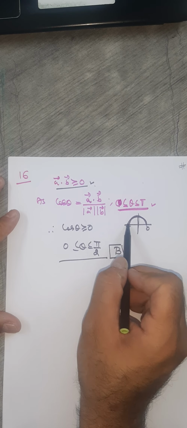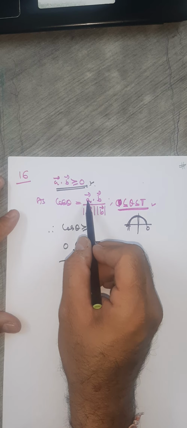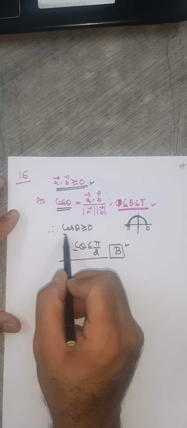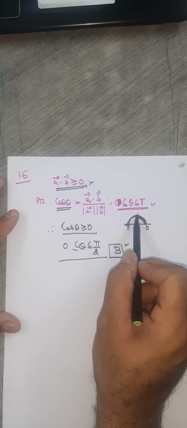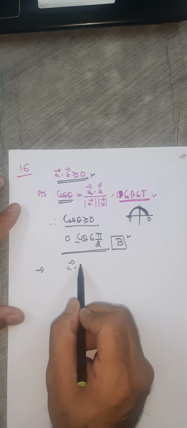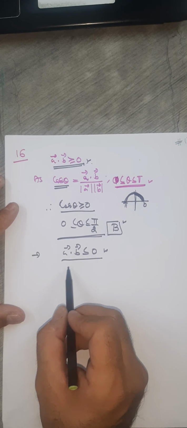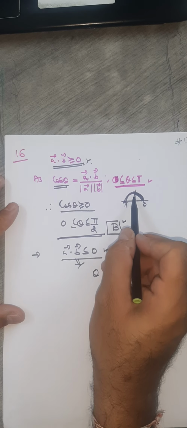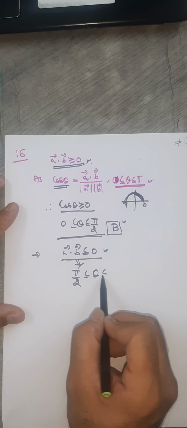When will it be in the second quadrant? If this is negative. But here you are given that this is positive, that means cos theta must be positive, and cos theta is positive, that means it has to be from where to where? 0 to pi by 2. If I ask the same question like this, that this expression is less than or equal to 0, for example, then your answer will be this quadrant, that means theta must be from where to where? Pi by 2 to pi.